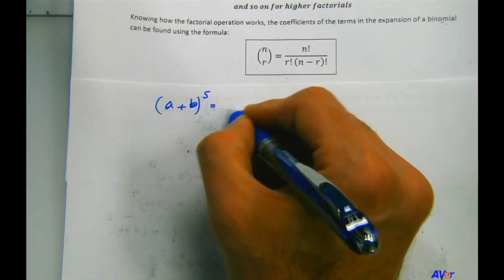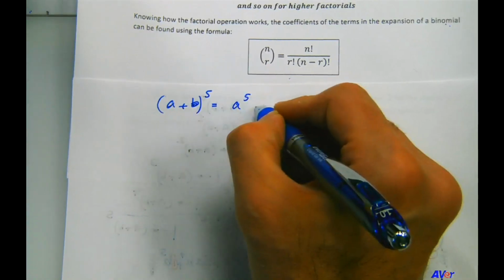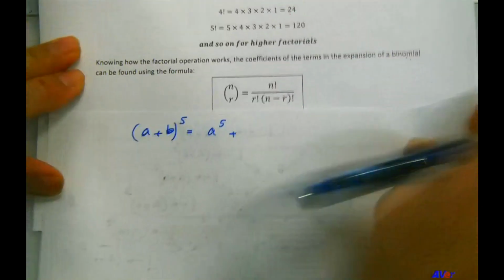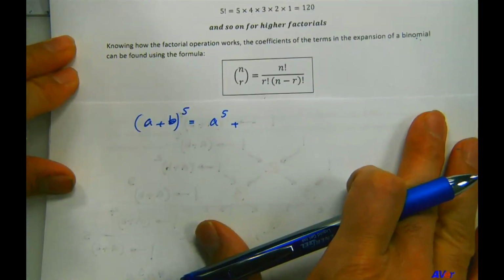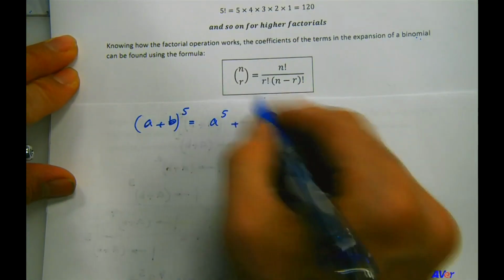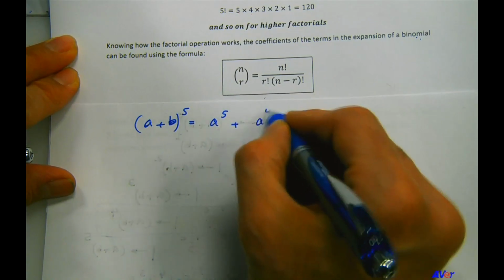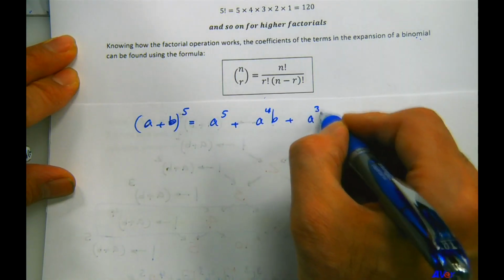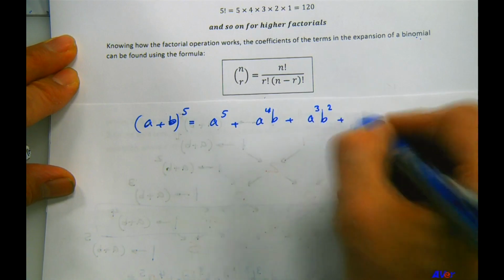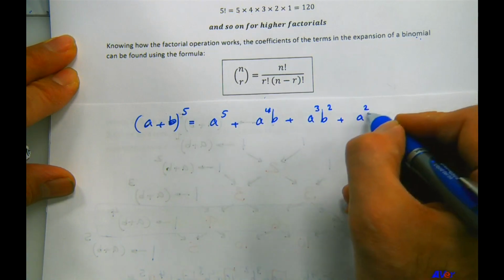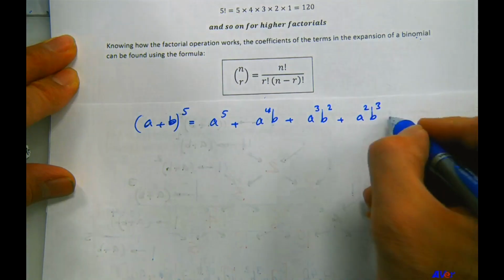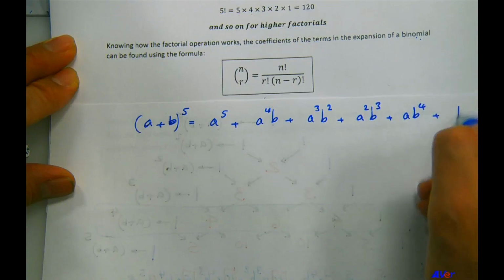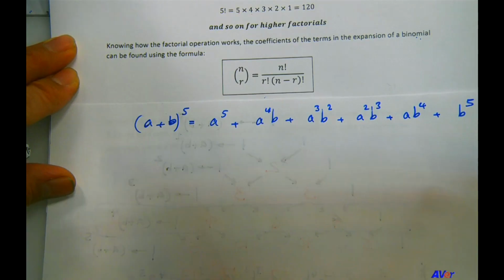is equal to a to the 5th plus a to the 4th b plus a cubed b squared plus a squared b cubed plus a b to the 4th plus b to the 5th. Okay, that was the expansion of this.